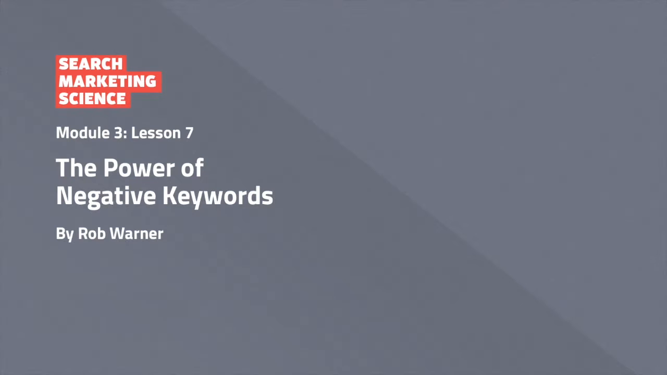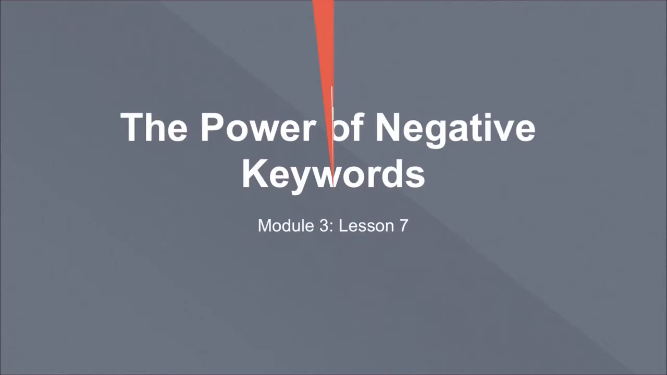Welcome to lesson 7 in this module 3, where we're looking at something called negative keywords. Negative keywords in this lesson and the next one are super important. These can be the difference between a successful campaign and a failed campaign. So don't underestimate what we're about to look at. I really, honestly, truly mean it. If you get this right, you can have a huge impact.